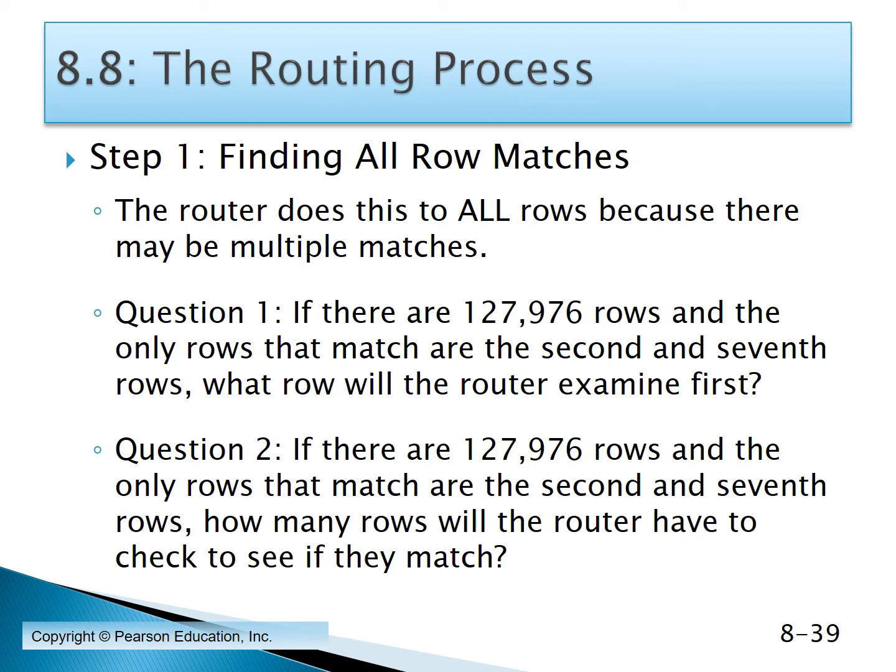Question 2: again, if there are 127,000 rows and the only rows that match are the second and seventh rows, how many rows will the router have to check to see if they match? Will it stop at 2 rows or at 7 rows? The answer is, no matter how many matches there are, the router will always go through all 127,000 rows to see how many matches there are.